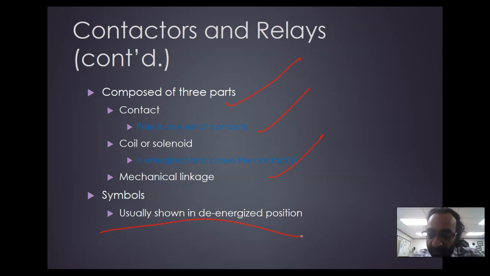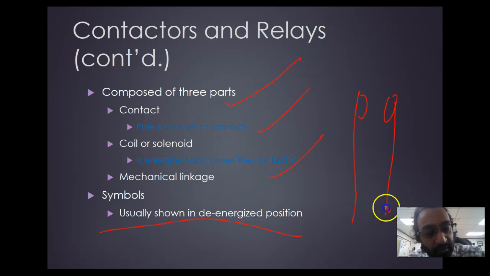And symbols are usually shown in the de-energized position. That is important to remember. Energized and de-energized. So let me draw a contact here. So this is a contact, this is a contact, and this is my coil.